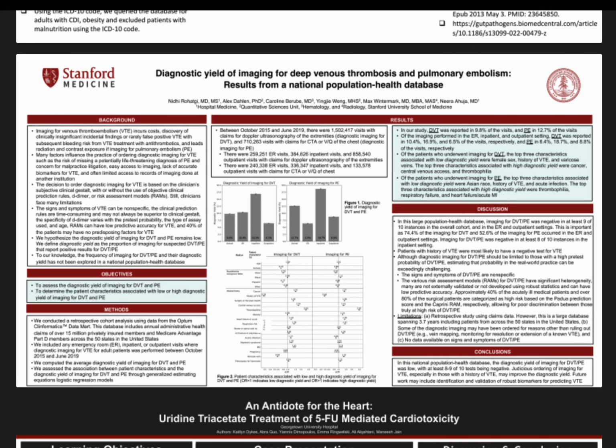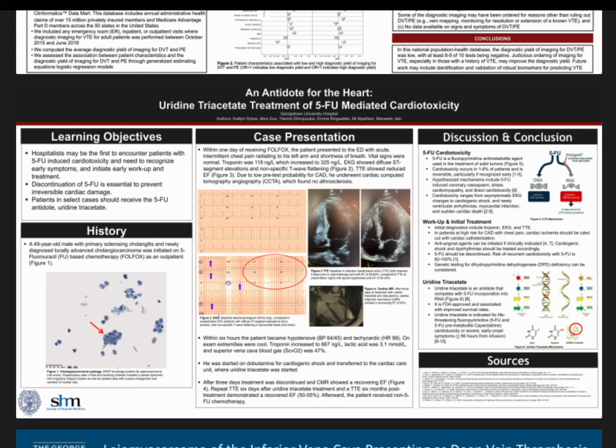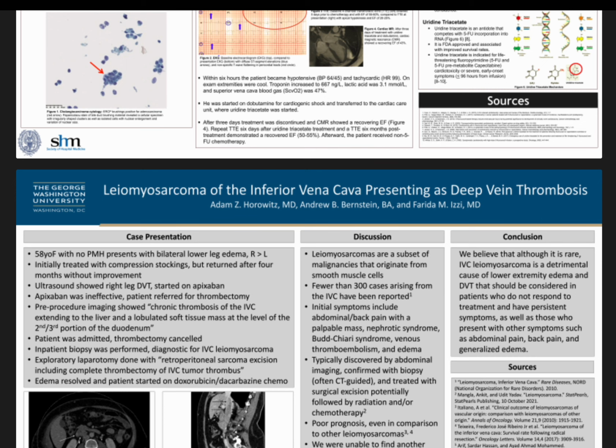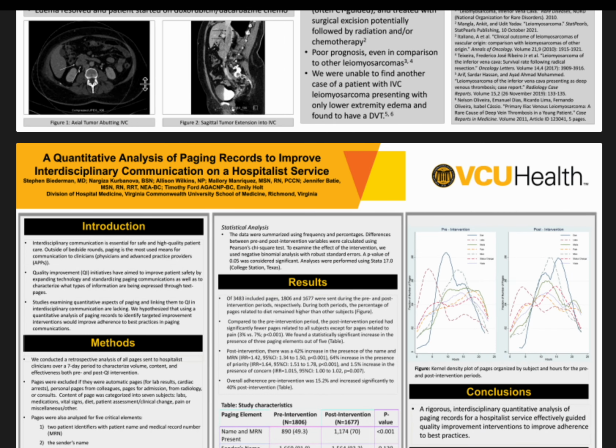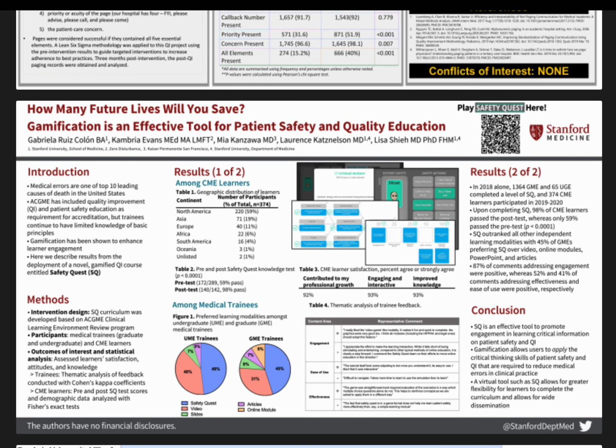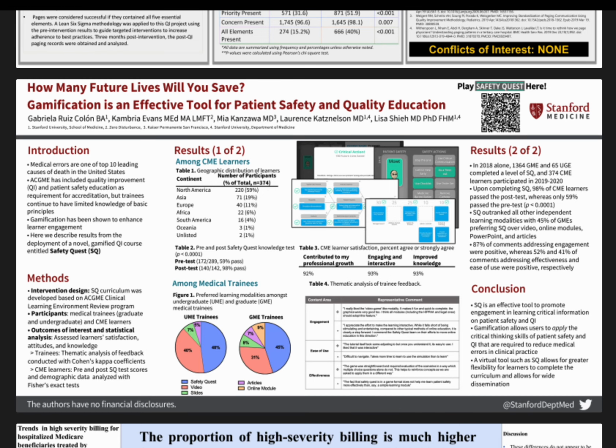Next one, diagnostic yield of imaging for deep venous thrombosis and pulmonary embolism. Next one, an antidote for the heart. Leiomyosarcoma of the inferior vena cava presenting as deep vein thrombosis. A quantitative analysis of patient records to improve interdisciplinary communication on a hospital service. How many future lives will you save? Gamification is an effective tool for patient safety and quality education. I don't know what this is about.